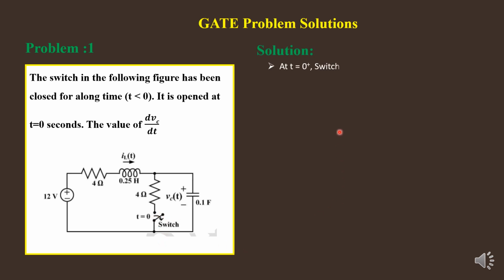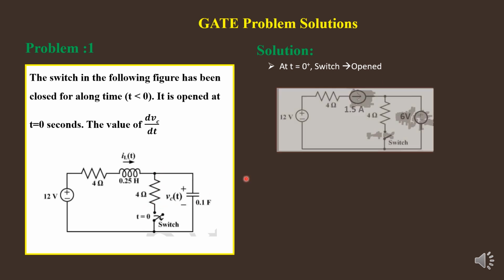At t equal to 0 plus, the switch is opened. So when the switch is opened, the circuit becomes like this. We already found the current through the inductance as 1.5 amps. I have replaced that inductance by a current source, because in this problem we are going to find dVc by dt. So we can represent only the voltage and current, irrespective of the components.